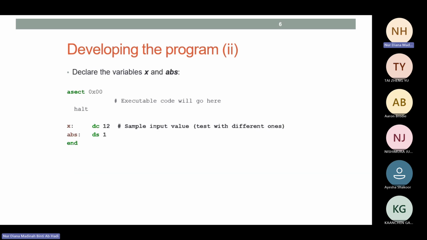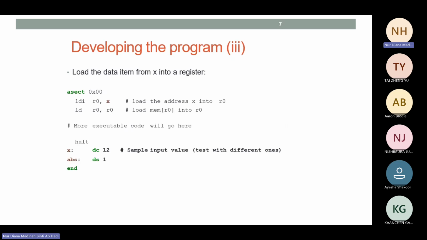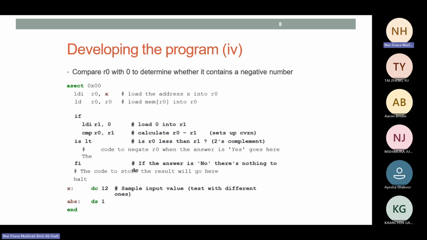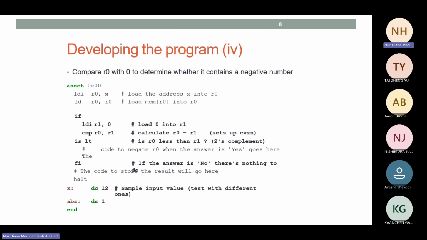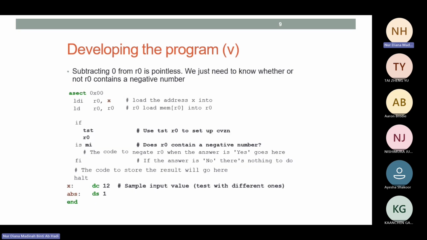And then we will do our declaration. Once we do our declaration, we can load our value, where we load our value into the variables that we have declared below. Only then we put our if tree statement. After that, if you look here, compare R0 with 0 to determine whether it contains negative numbers.